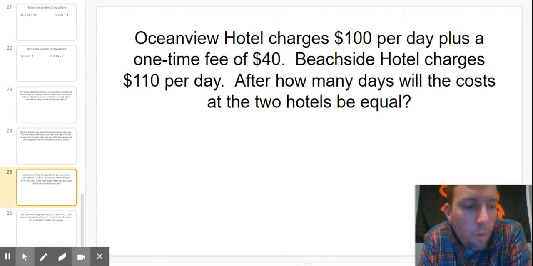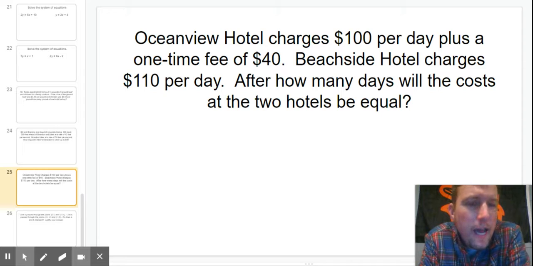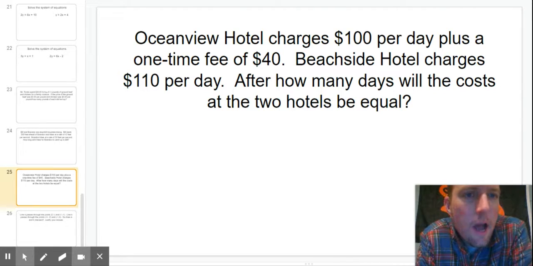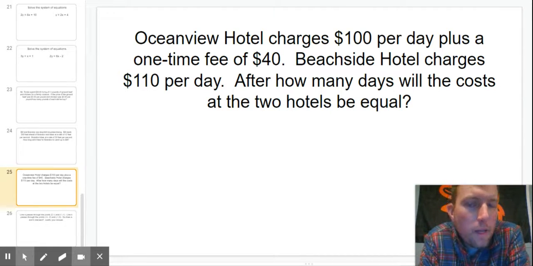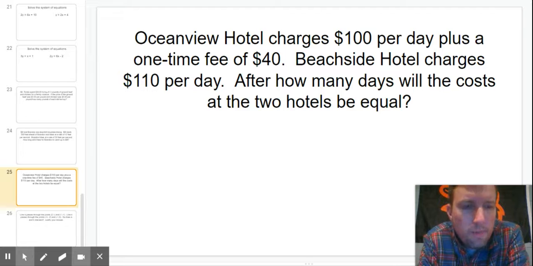We're back today working on real life problems using systems of equations to solve these. So today, we're going to be checking out 2 stays at different hotels and figuring out after how many days the cost of the 2 hotels will be equal. Ocean View Hotel charges $100 a day plus a one-time fee of $40. Beachside Hotel charges $110 per day. The question is, after how many days will the cost of the 2 hotels be equal?